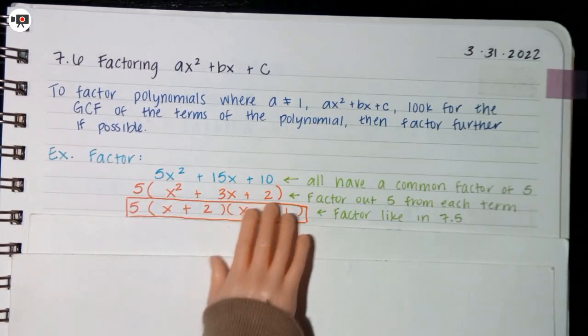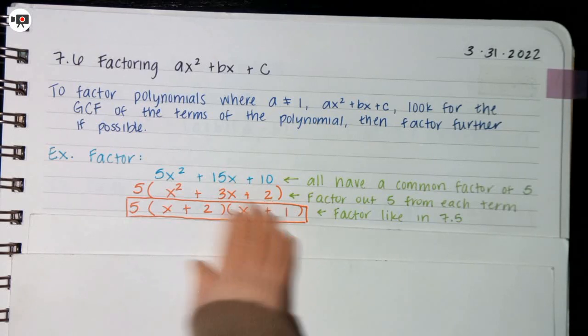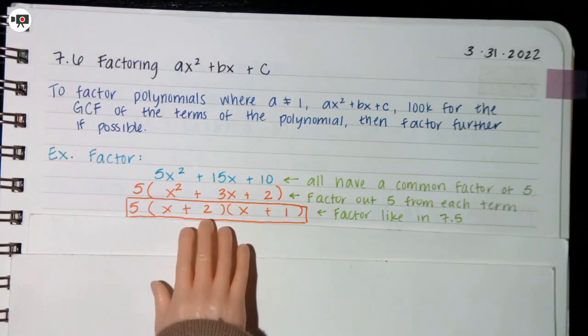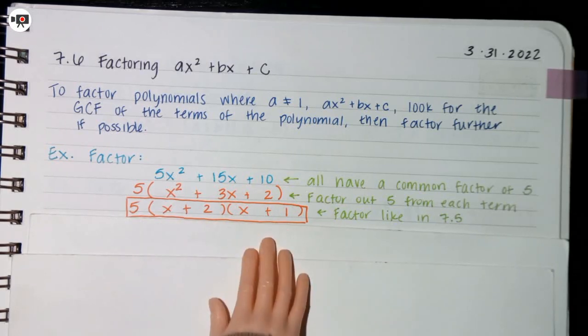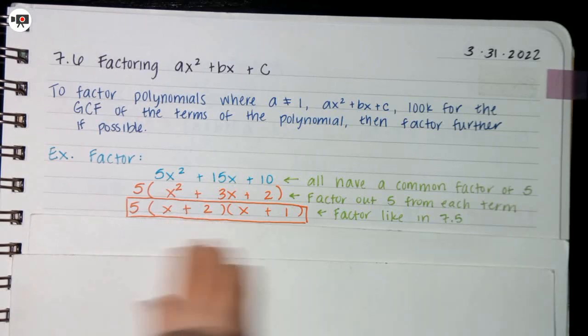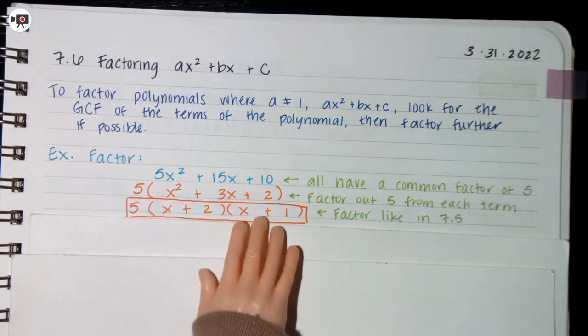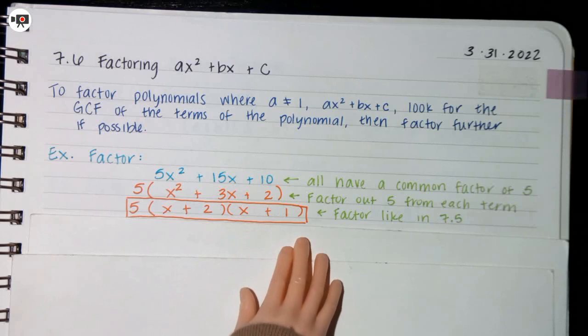I need numbers that multiply to 2 and add to 3, so that would be 2 and 1. And so we're going to factor that. Then if you were to solve, you'd take this, set it equal to 0, solve for x, and take this binomial, set it equal to 0, and solve for x.